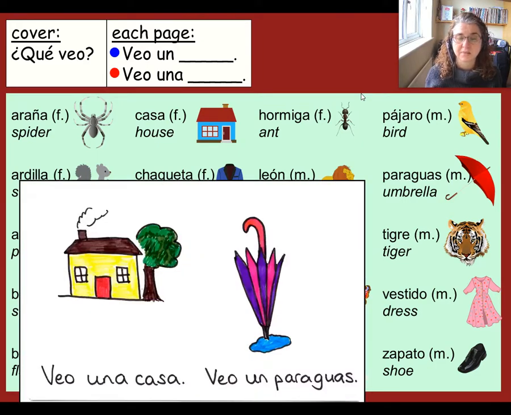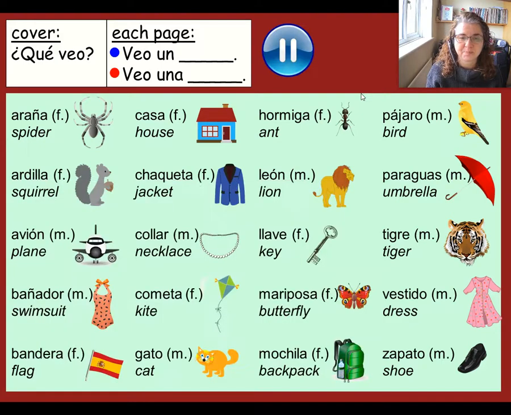There's an example I did. I chose the word for house, which you can see just on top there, and I chose the word for umbrella as well. Now, the word for house is feminine, so I put veo una and then casa for house. The word for umbrella is masculine, so I put veo un, because it's masculine, paraguas. And then, of course, I use the rest of the paper to do a nice illustration, and you can do the same. That's where your coloured pens or pencils will come in handy. So, pause the video, have a go at making your own version of the story. What can I see? And press play when you're ready to continue.